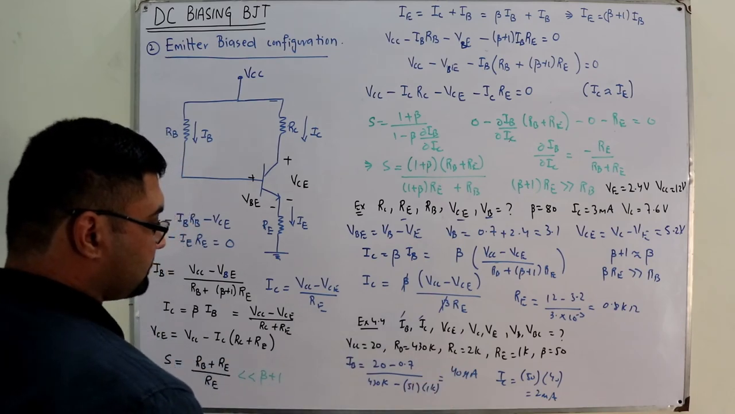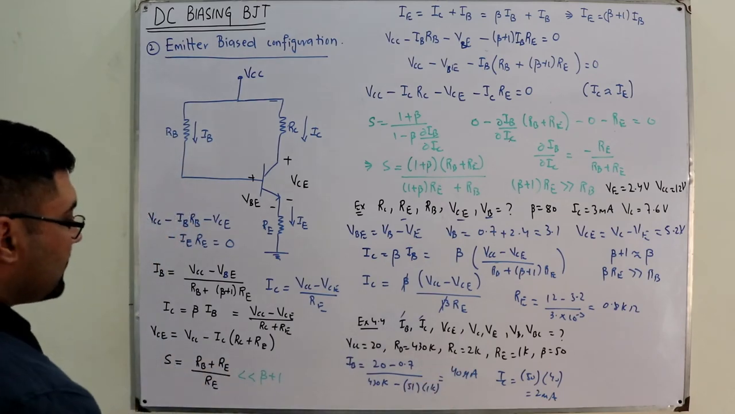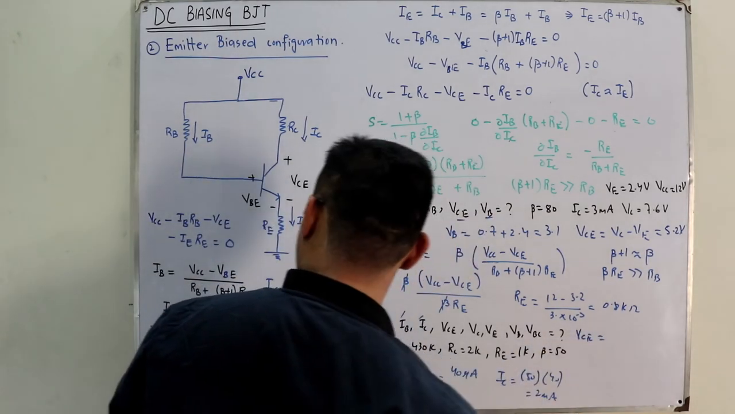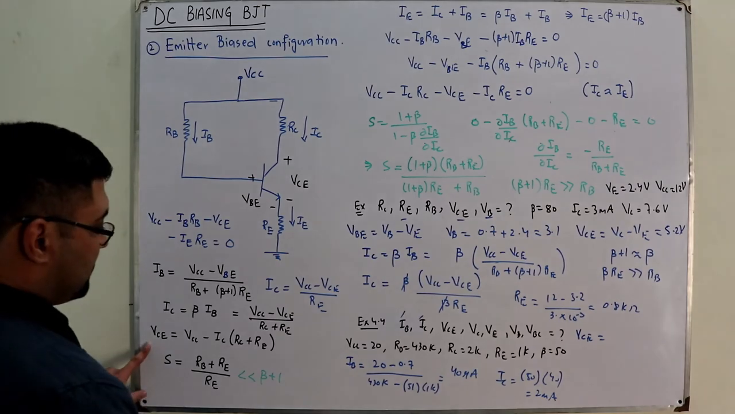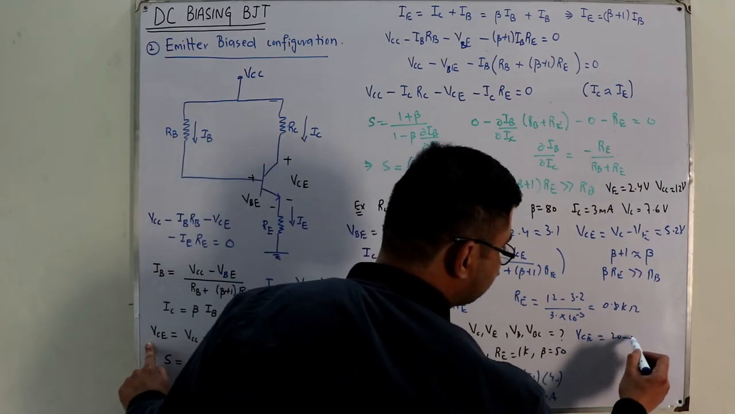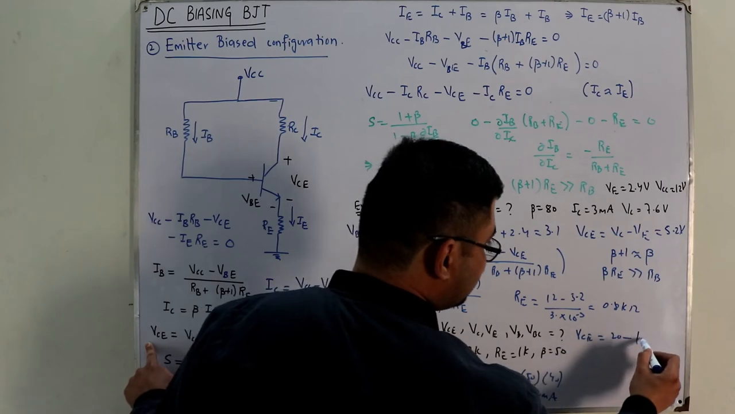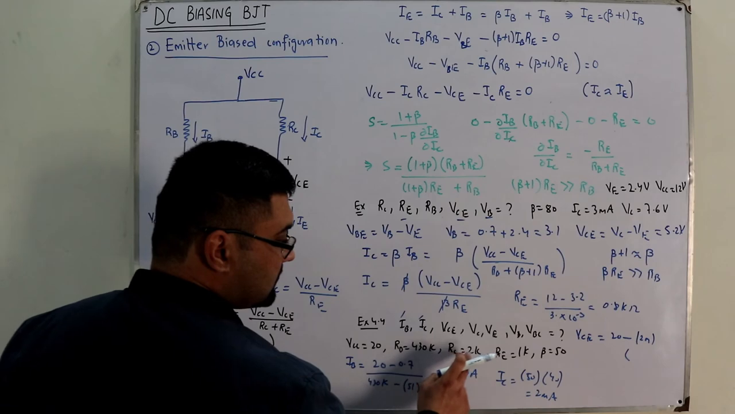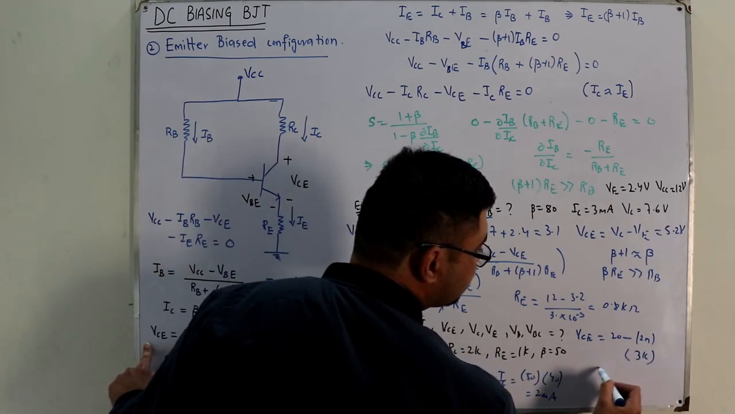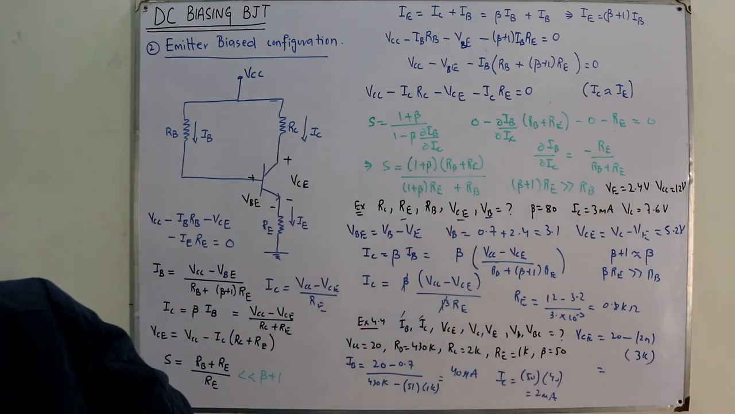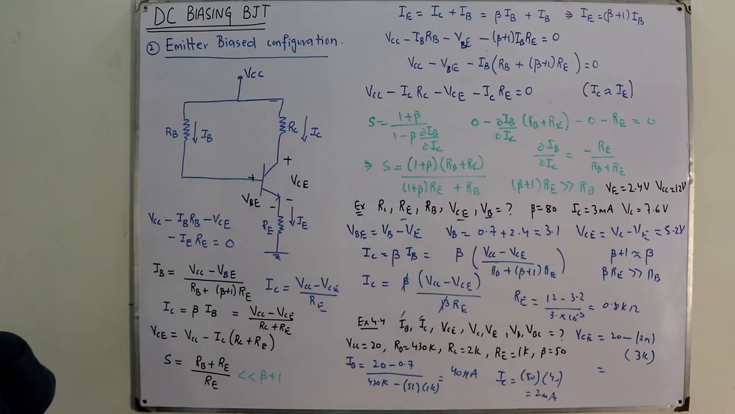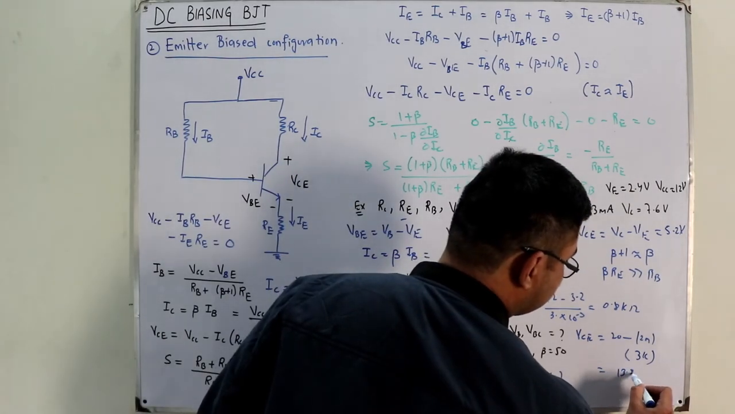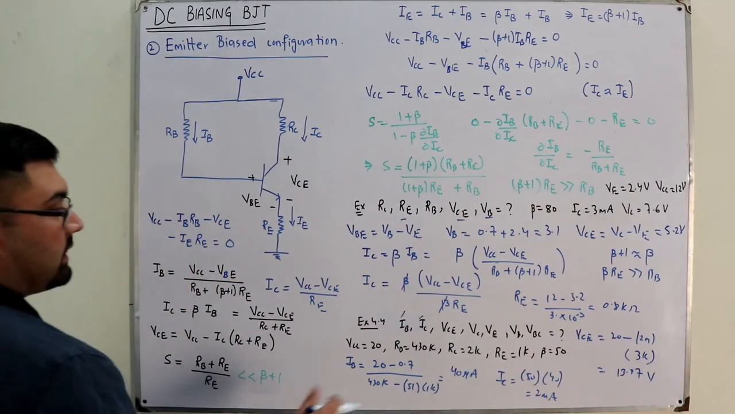VCE. VCE would be from here. Just do it for yourself, right? VCE would be 20 minus 2 milli into RC plus RE, 2 plus 1, 3 kilo. VCE would be what? 13.97 volts.